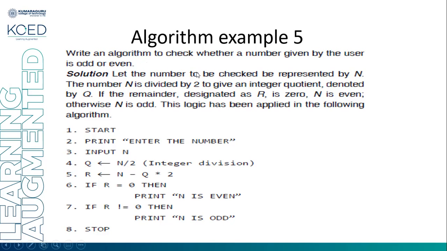Let the number to be checked be represented by n. The value to be checked is represented by the variable n. The number n is divided by 2 to give an integer quotient denoted by q. The remainder is designated as r, so the remainder is stored in the variable r. If r is 0, then n is even. Otherwise, the given number n is an odd number.